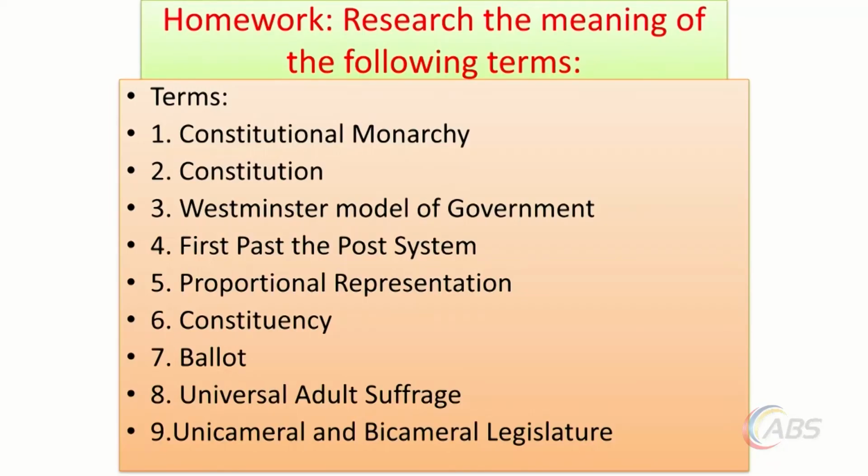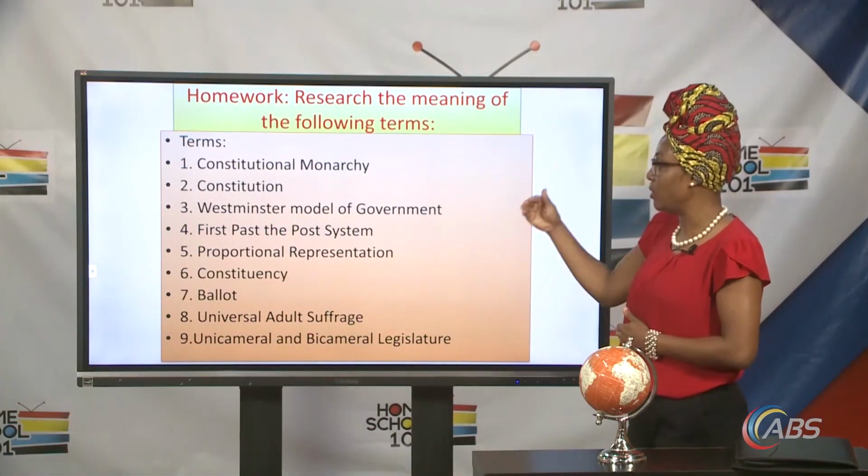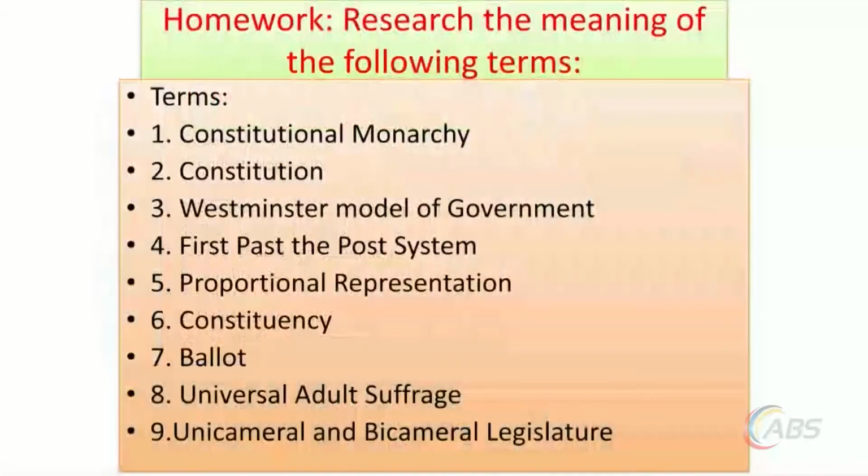Let's move on. Students, as we come to the close of our revision lesson today on government, I want you to take the opportunity to do some more reinforcement by looking up these terms. Number 1, constitutional monarchy. 2, constitution. 3, Westminster model of government. 4, first past the post system. 5, proportional representation. 6, constituency. 7, ballot. 8, universal adult suffrage. And 9, unicameral and bicameral legislature.